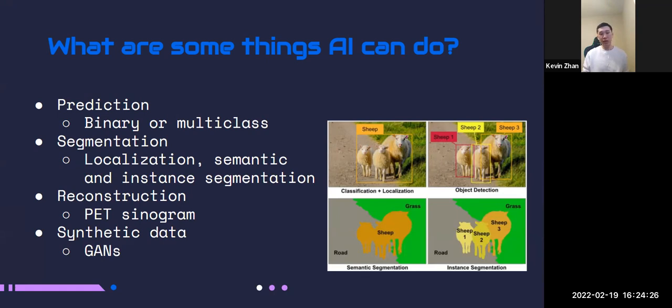Another thing is synthetic data. This uses GANs, or generative adversarial networks. Basically, it trains two models to create patient data that is as realistic as possible, so that we can't really tell the fake patient data from the real patient data. So these are some examples of what you could do with machine learning in medical images.